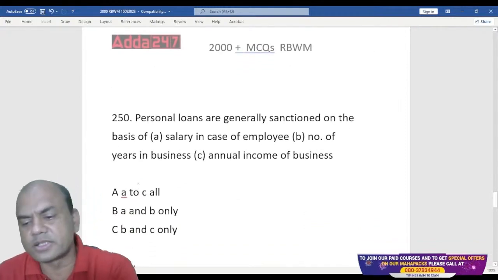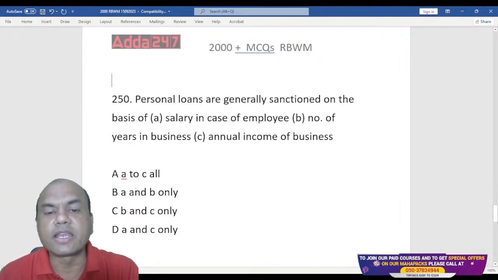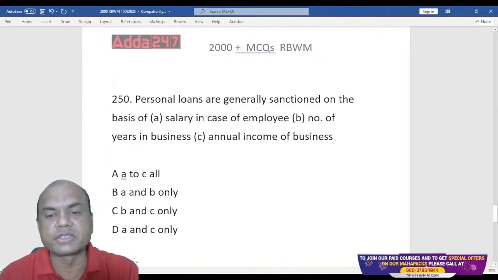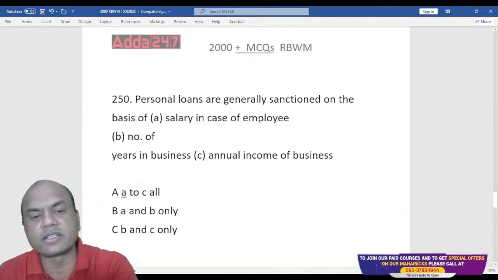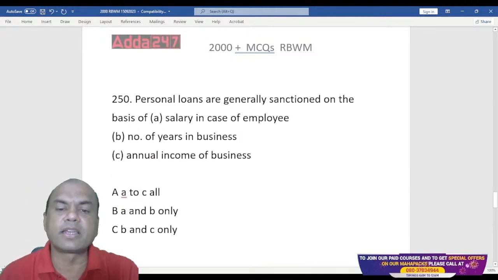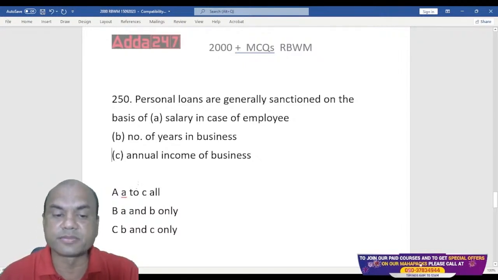Personal loans are generally sanctioned on the basis of salary in case of the employee, number of years in business, annual income of the business. So personal loans are sanctioned generally on the basis of what? Salary in case of employee, number of years in business, and annual income of the business.